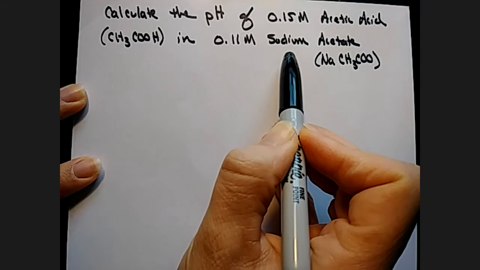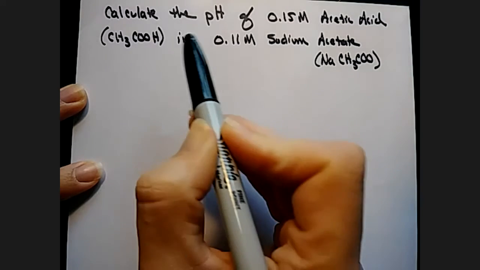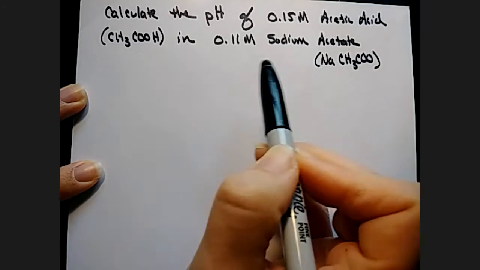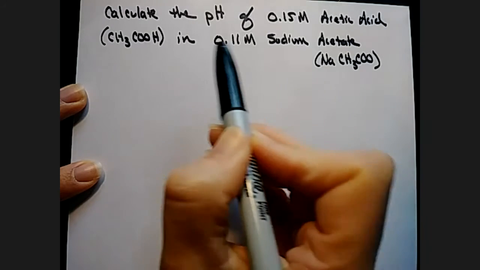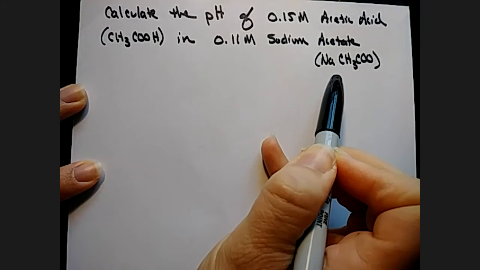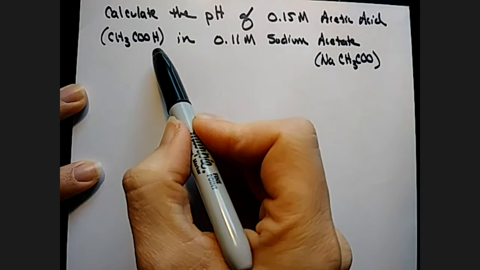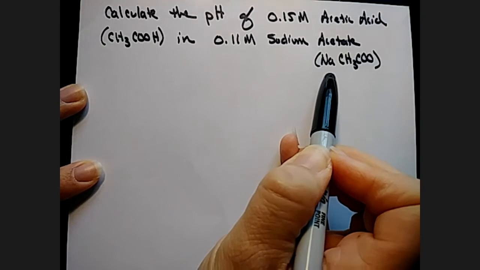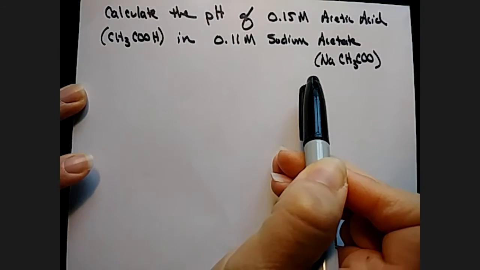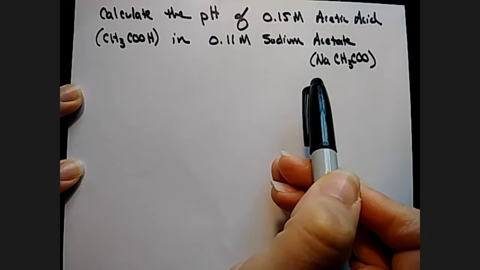This is going to be a salt, and it does have this common ion, the CH3COO. Notice that these two compounds are essentially only different in one cation. The hydrogen has now been swapped out for a sodium. This is a hallmark of an acidic buffer.